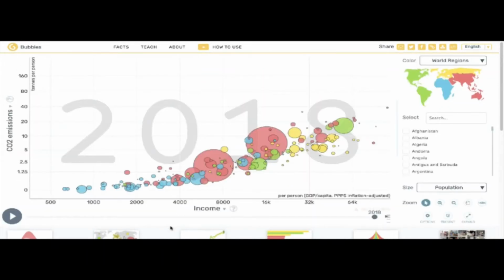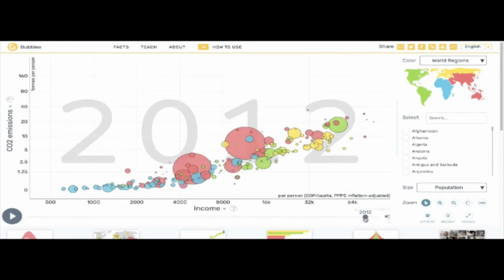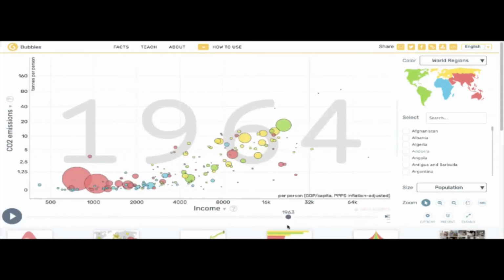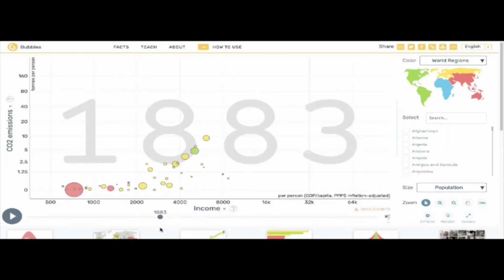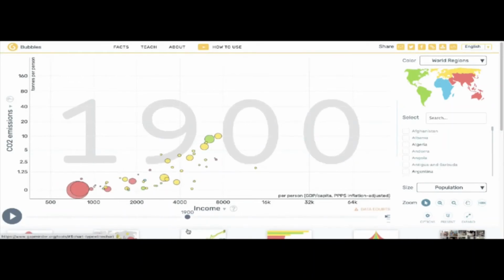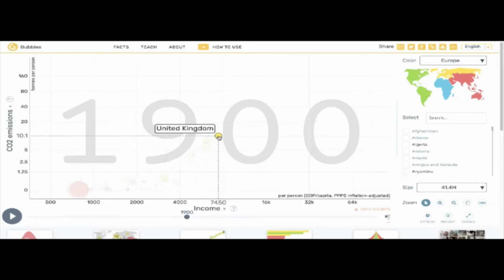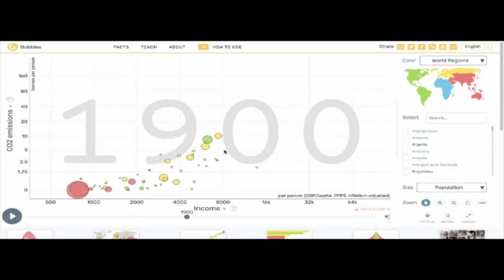And one of the things I'm going to do is think about how far back in time we can look with this data. And we can certainly go back to about 1900. That's not a bad starting point, is it? And if we look at 1900, we see there's a very clear relationship between income and CO2 emissions. Right at the top we have the United Kingdom. It's got the highest income, it's got the highest CO2. Then the United States, highest income per person, highest CO2 emissions per person.